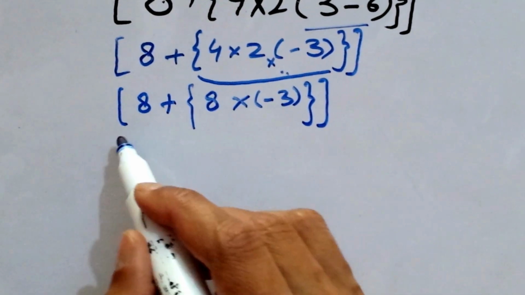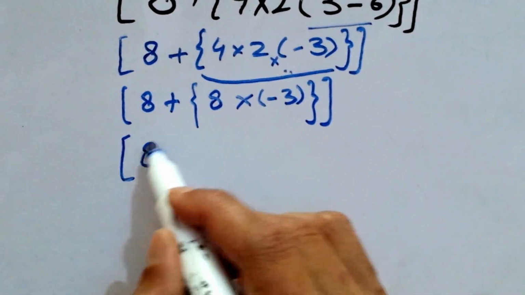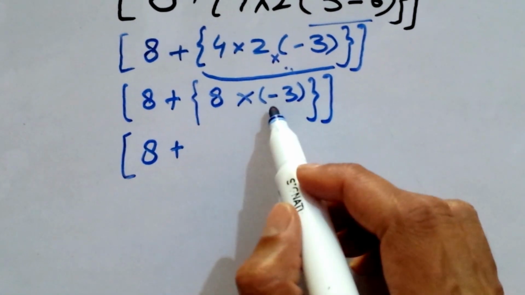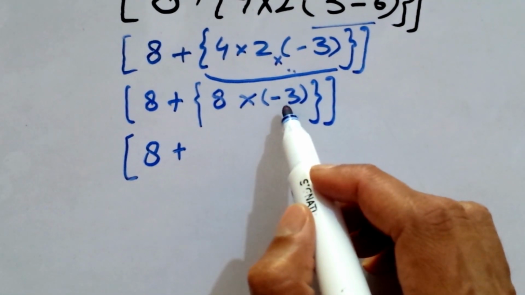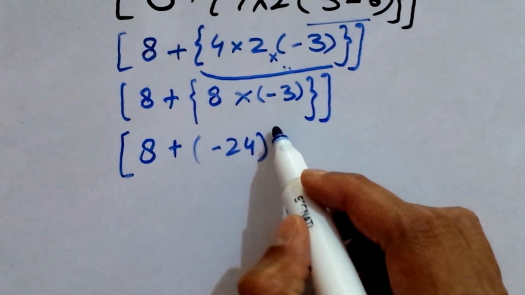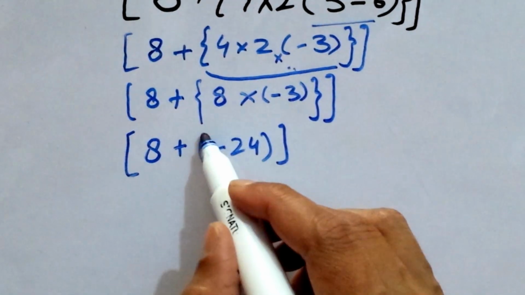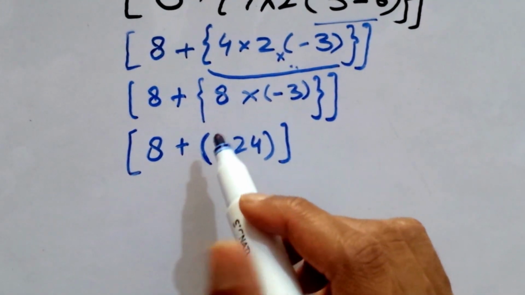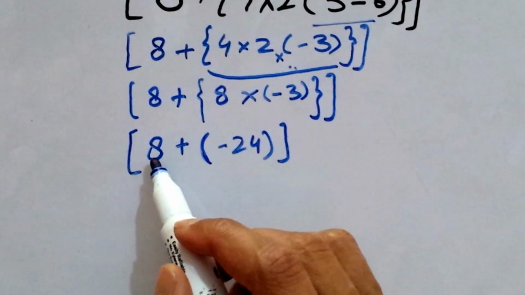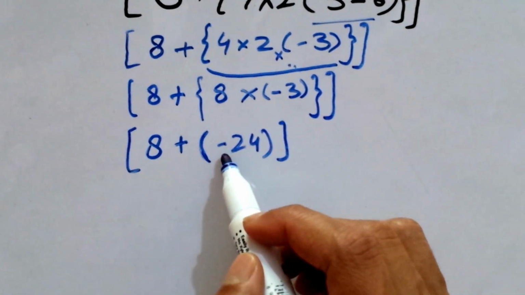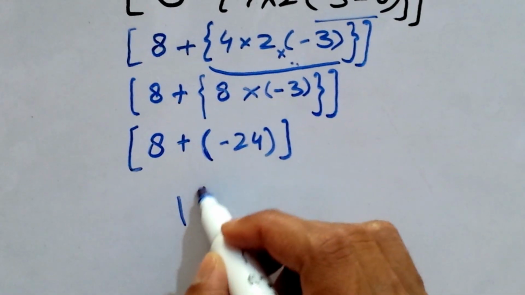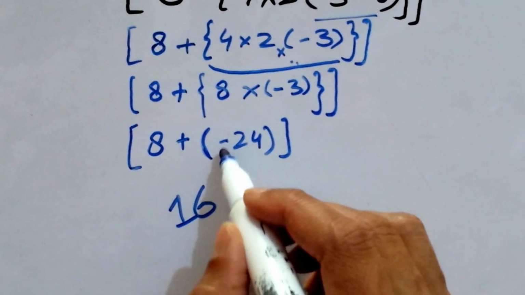and square bracket. Now 8 plus, okay, so 8 times minus 3 equals minus 24, right? So minus 24. Open bracket and close bracket. So now 8 plus minus 24 equals minus 16. Keep the negative sign.